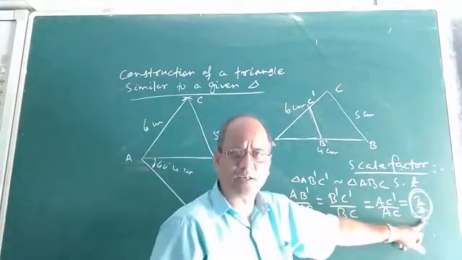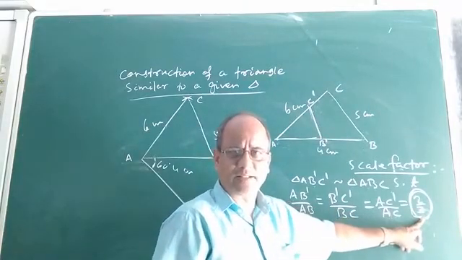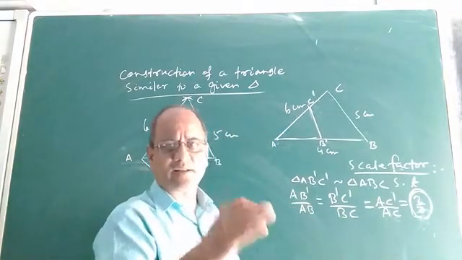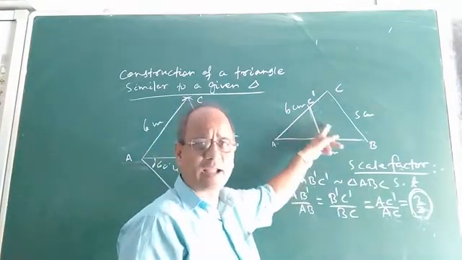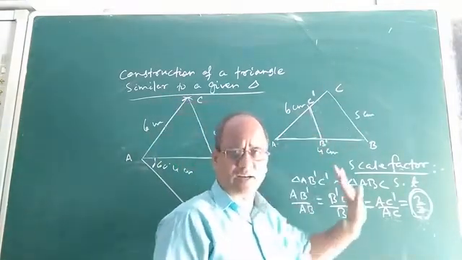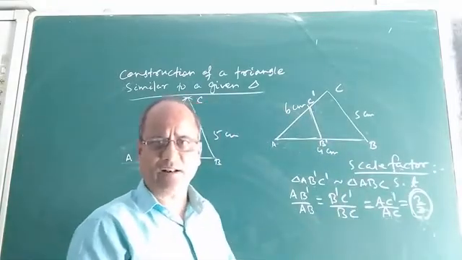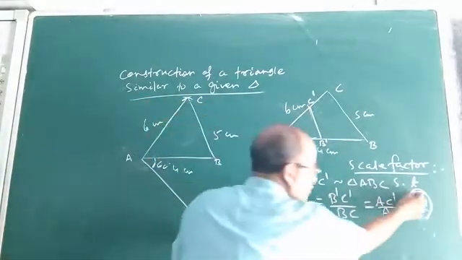What is the scale factor, you see? The scale factor is 2 by 3. What is scale factor, I said? It is the ratio of the corresponding sides of the triangle to be constructed with the original triangle, or the given triangle. That is called scale factor. Now the scale factor is 2 by 3.